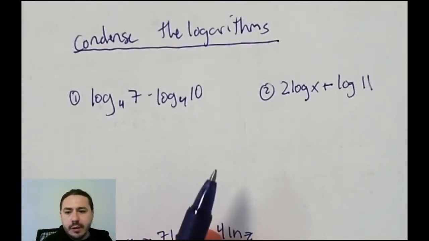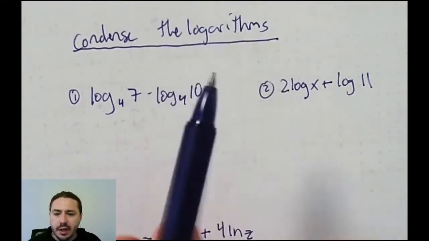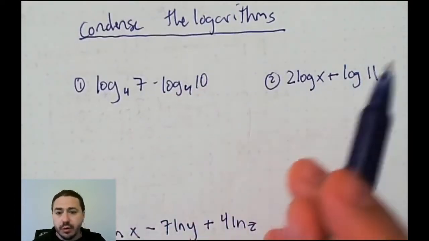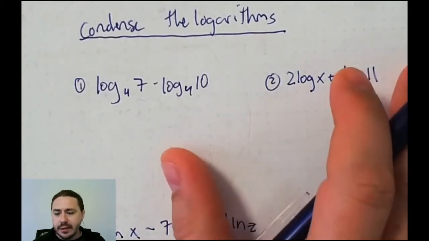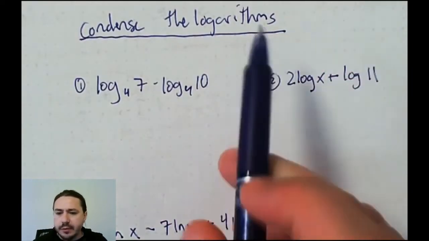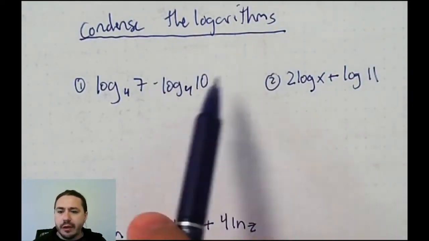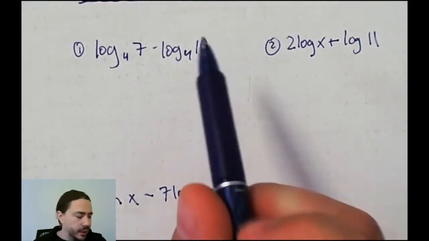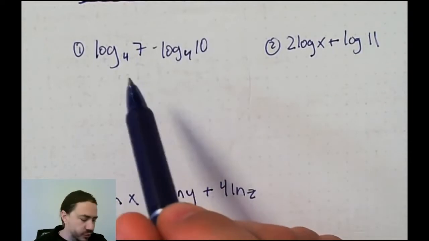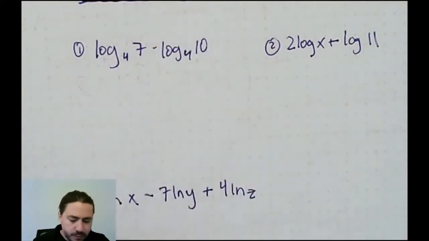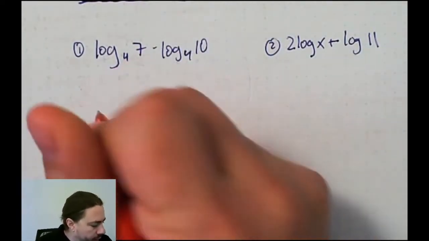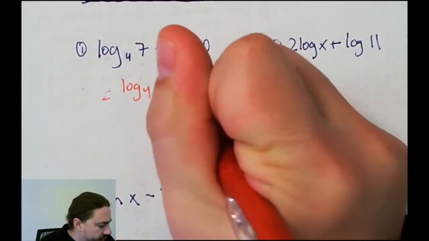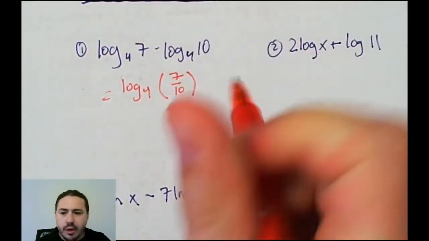All right, so here's a few problems where we want to condense the logarithms, try to write it in as few logarithms as possible. Really, our goal here is to write it as a single logarithm. So if you've got two logarithms with the same base and you're trying to subtract, you can just use that quotient property straight away here. So this will equal log base 4 of 7/10.